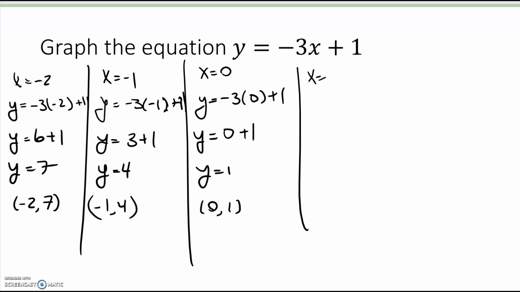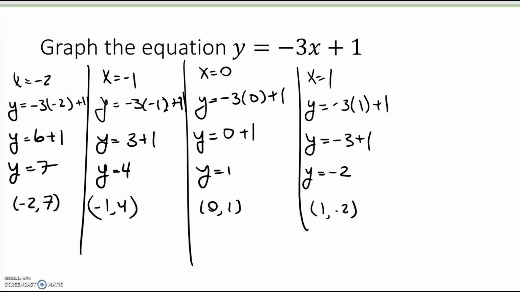Okay, then we have x is equal to 1. So y is equal to -3 times 1 plus 1. All right, so -3 times 1 is just -3, plus 1. Okay, or that's the same thing as saying 1 minus 3. So that's going to give us -2. Okay, so this is going to be (1, -2).